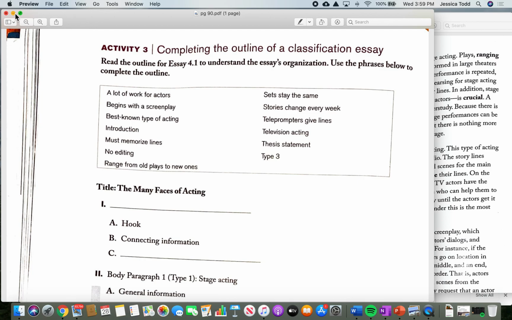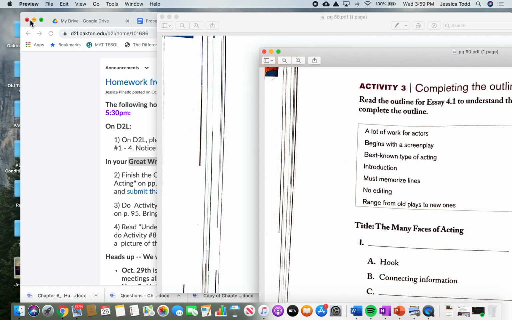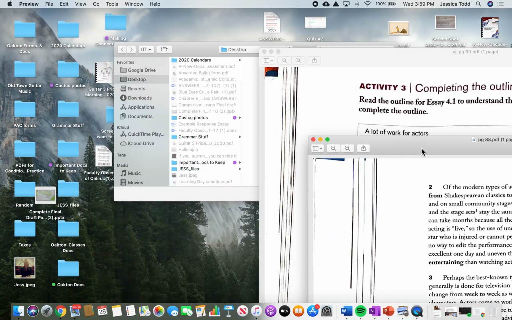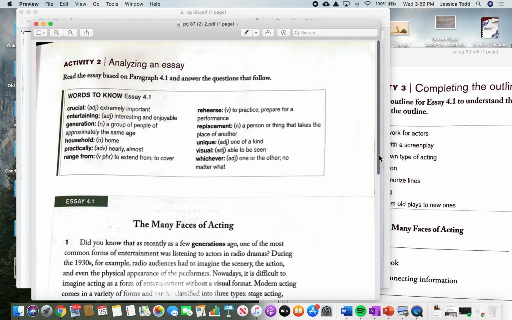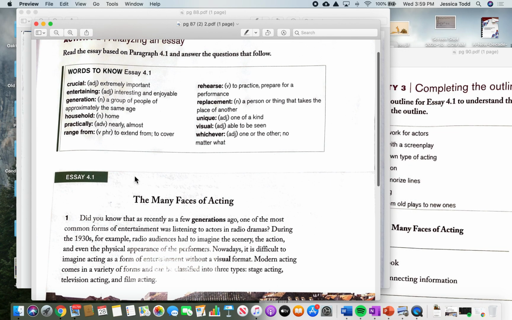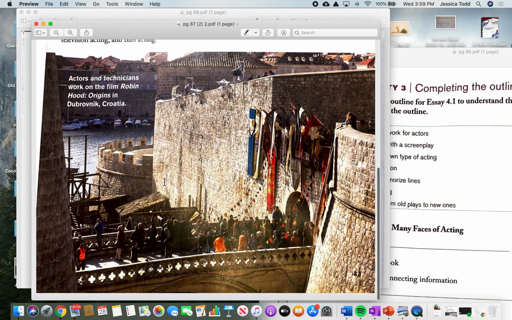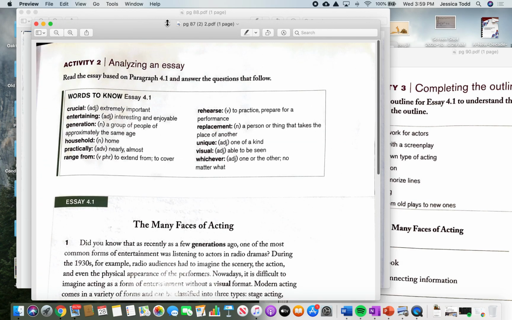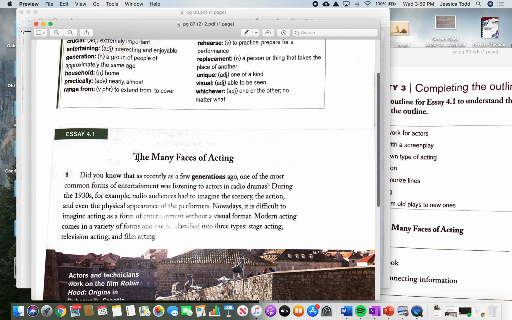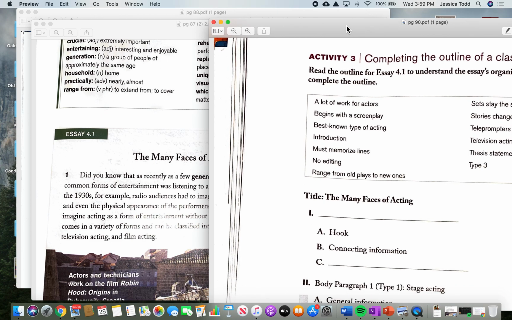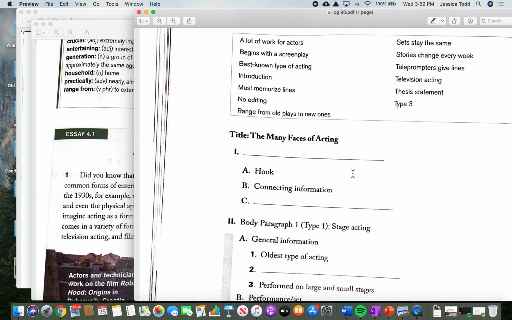So I'm going to pull up my essay. One second here. I think I need to send it real quick. There we go. Okay. All right, so it is essay 4.1, which is on page 87, I believe. Yes, page 87. And so we're going to outline this essay, right, using this outline, okay?